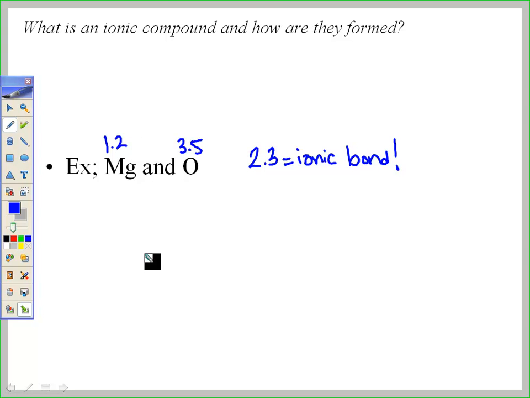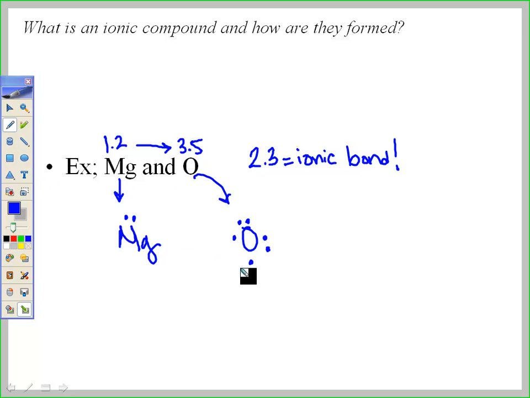So if I form an ionic bond between these two, and I look on my periodic table, magnesium has 2 valence electrons, so its electron dot diagram would look like this. Oxygen has 6 valence electrons, and its electron dot diagram looks like this. Now what we're saying here is that the electrons should be stolen from magnesium to oxygen.